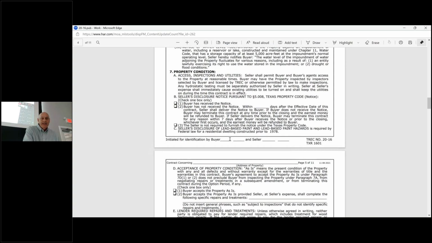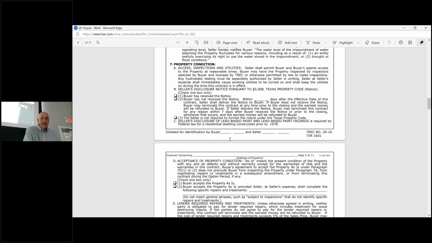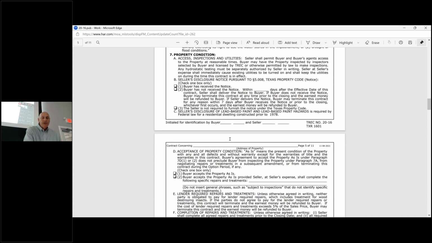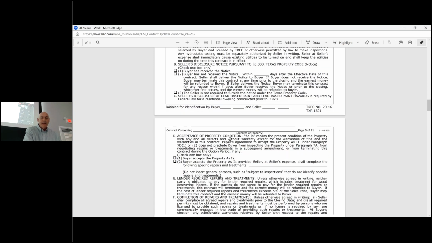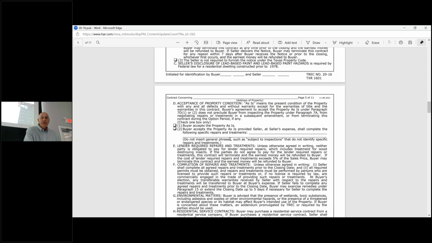That's property condition. Seller's disclosure notice: buyer has received, buyer hasn't received, buyer's not required to furnish the notice. By the way, take our Legal Update 1 class, and you'll see there's a very nice list in there of the 11 scenarios in which a seller's disclosure is not required. And there are some. They typically deal with death and divorce.